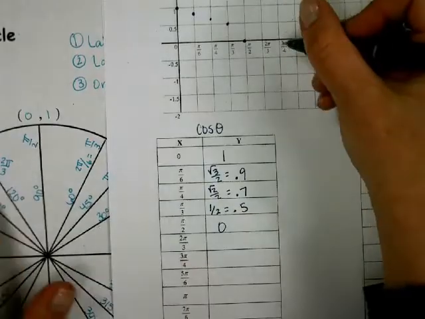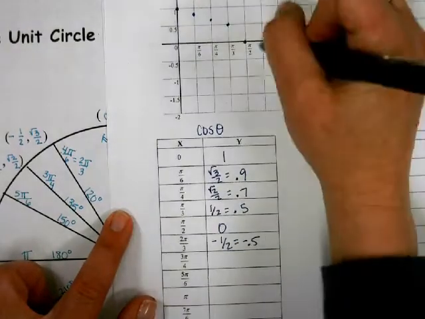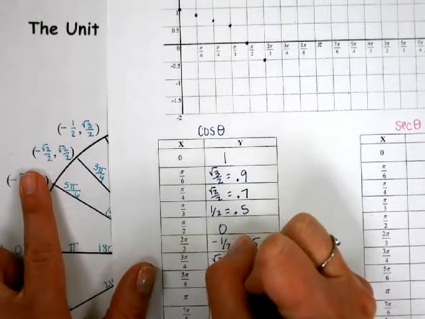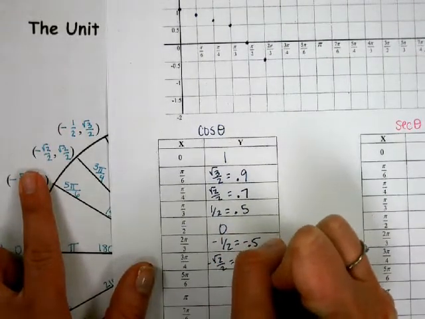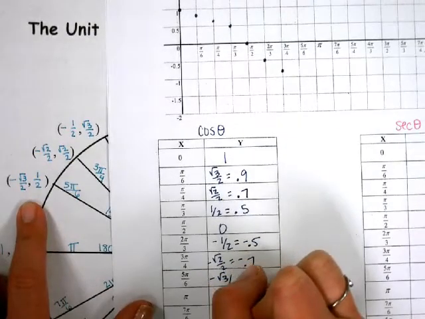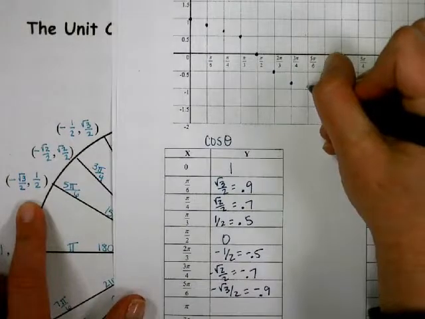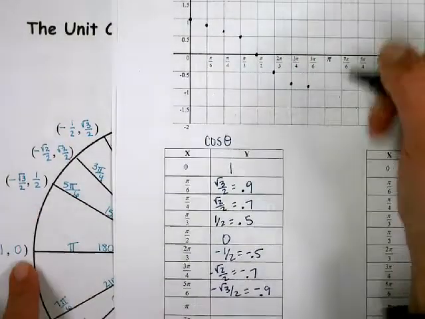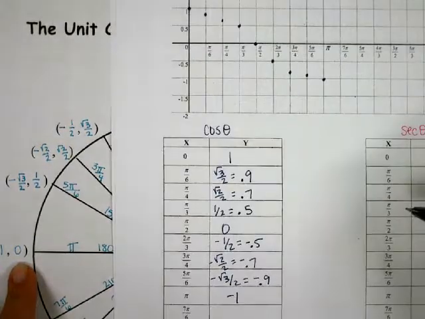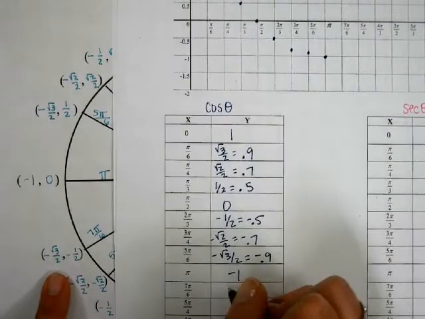2 pi over 3 is negative 1/2. So negative 0.5. 3 pi over 4. Negative root 2 over 2, so negative 0.7. 5 pi over 6, negative root 3 over 2, which is negative 0.9. Pi is negative 1. Okay, still going. 7 pi over 6, negative root 3 over 2. You should see a pattern.